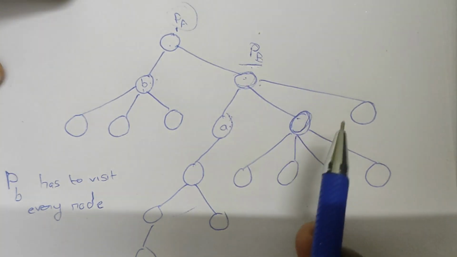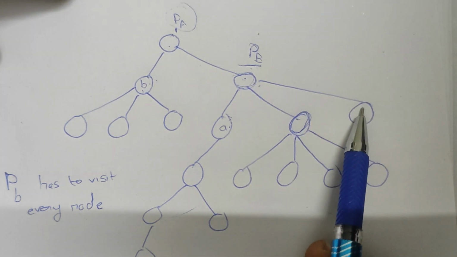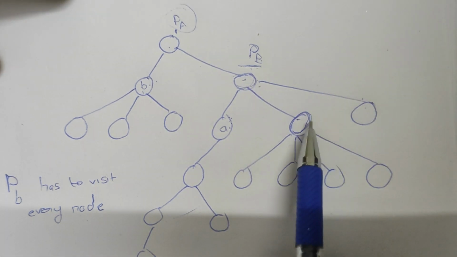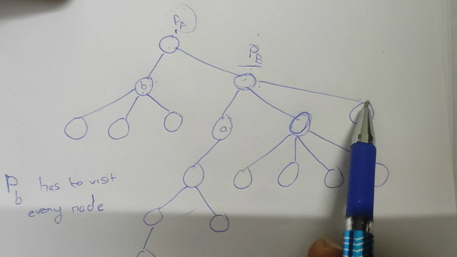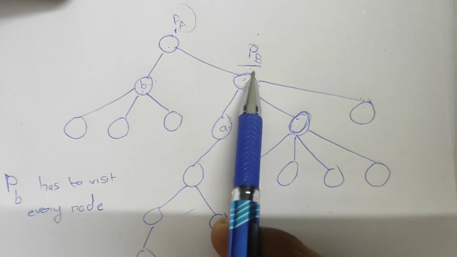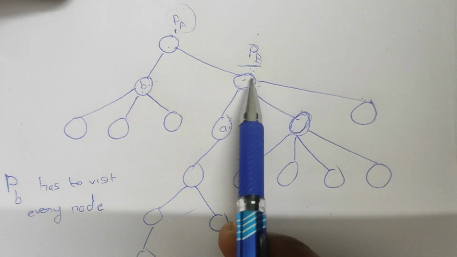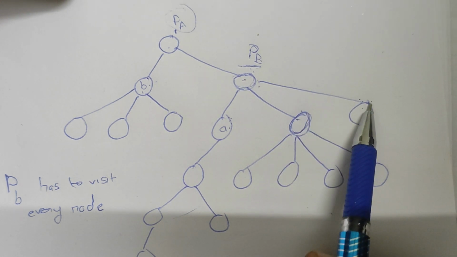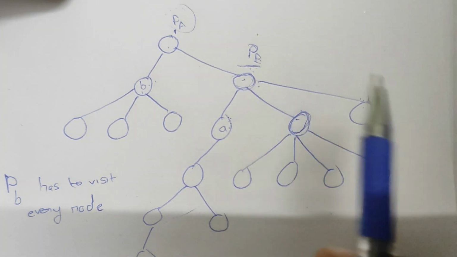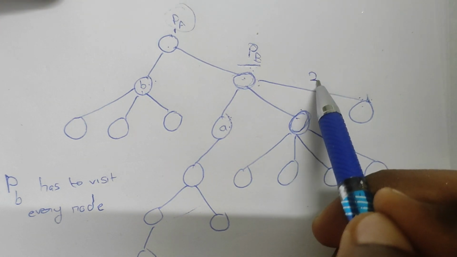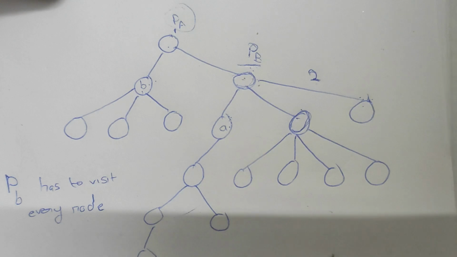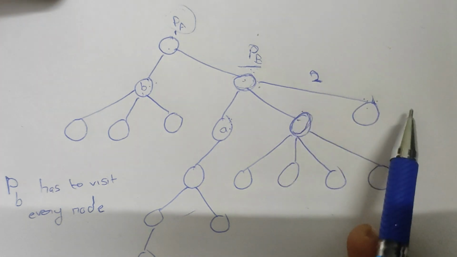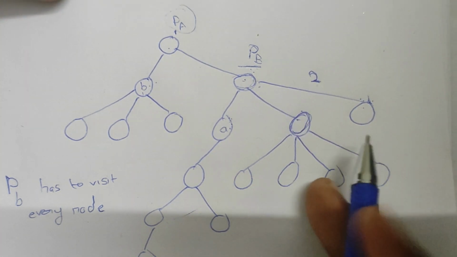Suppose now PB has to visit every node in the tree. To visit this node, it has to traverse this edge once, right? So it visited this node. Now to visit this node, PB is currently over here, right? PB has to go back and go over here. So to visit this node, PB went over here, and now to visit this node, PB went back to this node again. So it went through this edge twice.